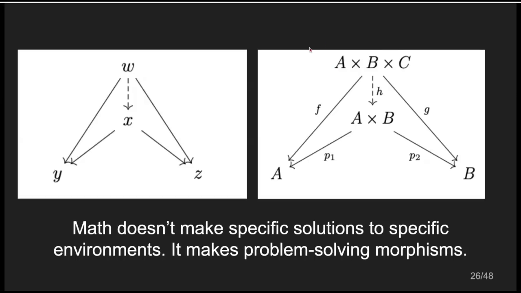So we can take our universal property of the product, and when we're trying to solve what is the greatest lower bound, what does that mean? We don't need to reinvent the wheel. We can import our solution type from another body type from just plain sets into ordered sets, and we find out that the greatest lower bound is in fact the product in partially ordered sets. So what I take from this is that math doesn't make specific solutions to specific environments. It makes problem-solving morphisms, where morphisms is a generic term for these kinds of arrows.